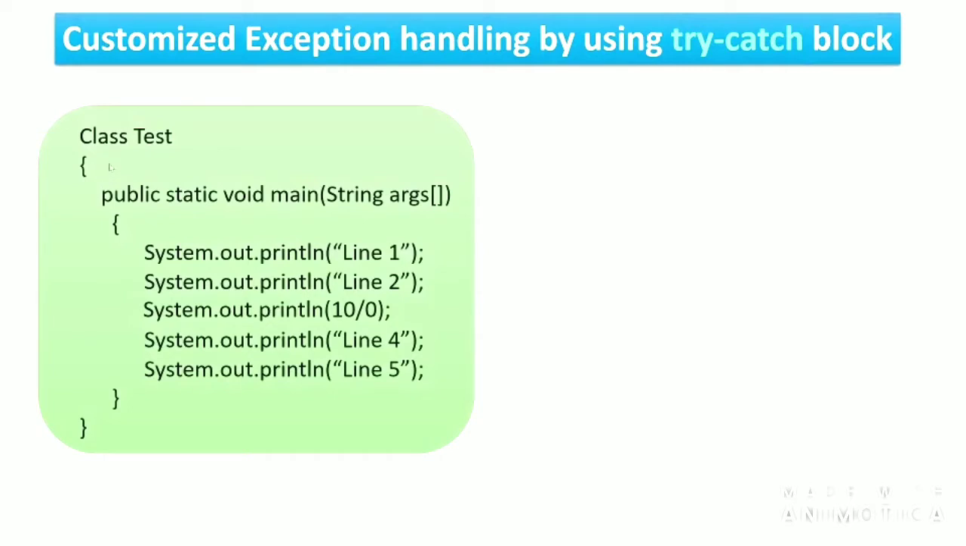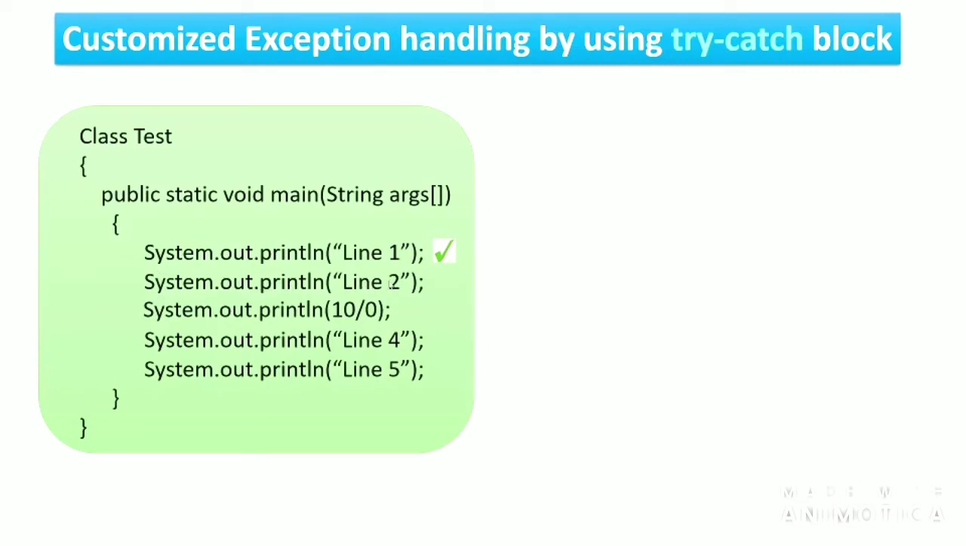I have defined a class named Test, public static void main, String args. I defined 5 statements which I want to be printed on the console. So let's check, is there any chance of raising an exception in these statements? Let's start with the first statement, that is System.out.println line 1. There is no chance of raising any exception in this statement, so this will execute perfectly.